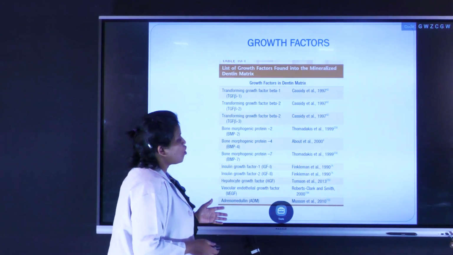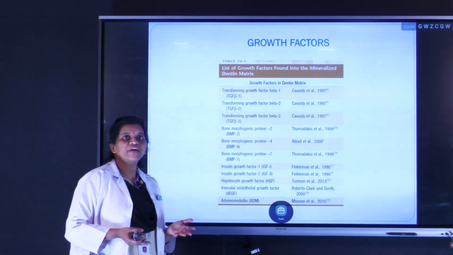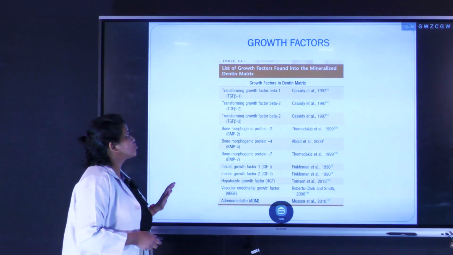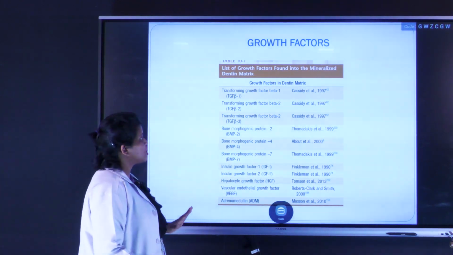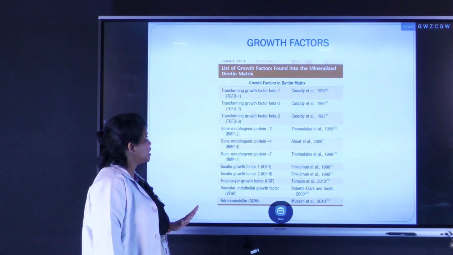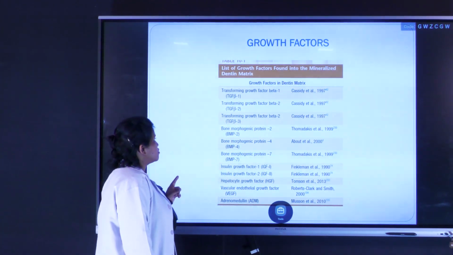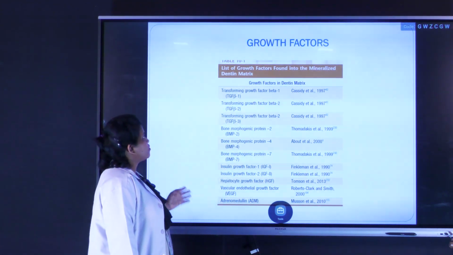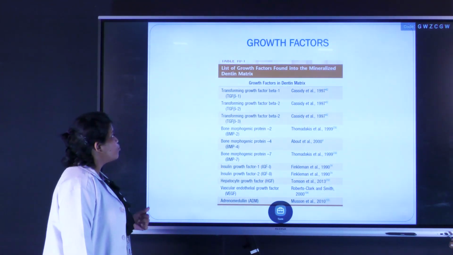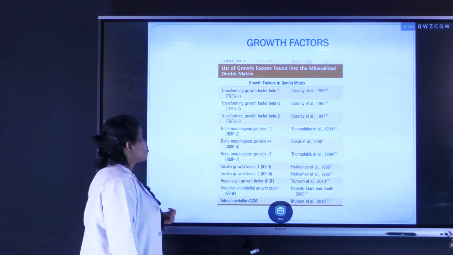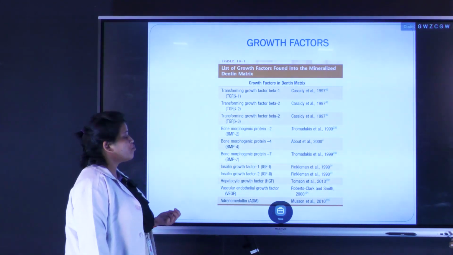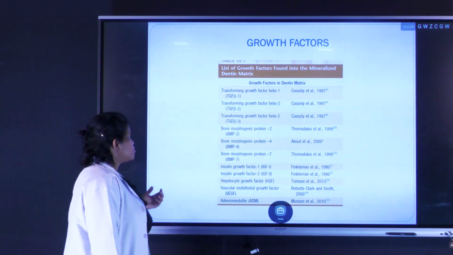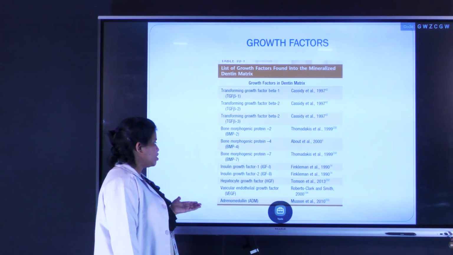Depending on what we want, we have various growth factors related to that. The most commonly used growth factors in regenerative endodontics are transforming growth factor beta 1, beta 2 and beta 3, bone morphogenic protein type 2, bone morphogenic protein type 4, bone morphogenic protein type 7, insulin growth factor and vascular endothelial growth factor.